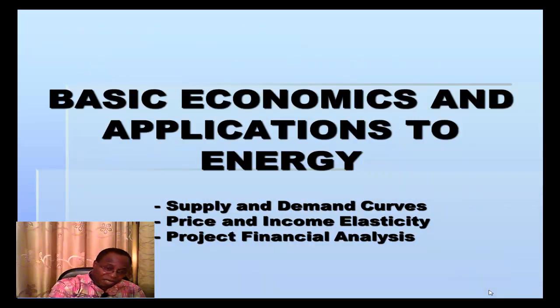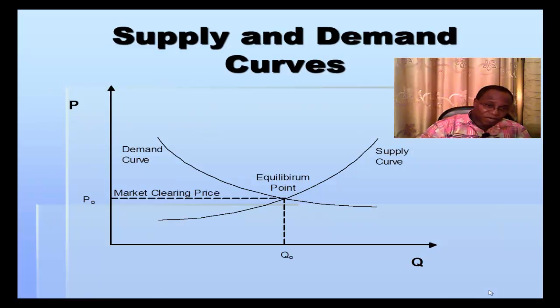So let's start off with the basic economics and the applications to energy. Now, the basic tool that economists use is the supply and demand curves. The supply curve, as you can see, is one that starts close to the origin and extends as you go into higher levels of quantity and price. Similarly, you have a demand curve that starts from nearer infinity, if you like, on the y-axis, and also curves downwards, approaching zero as you go to higher levels of the quantity.